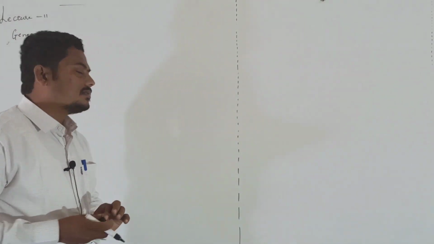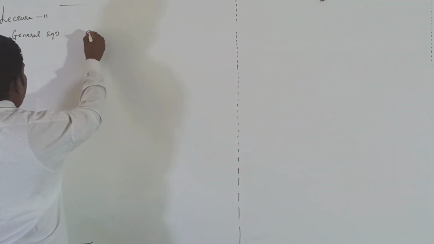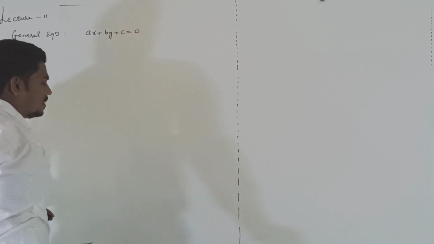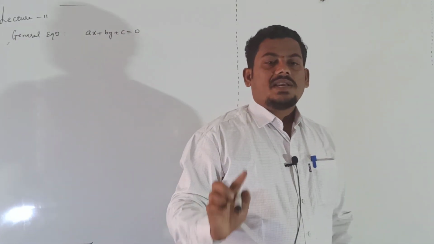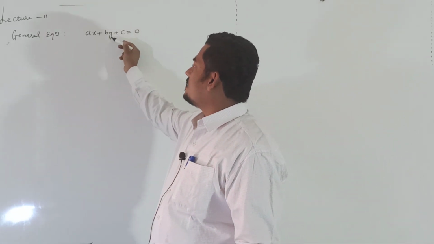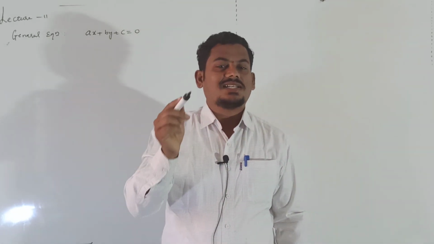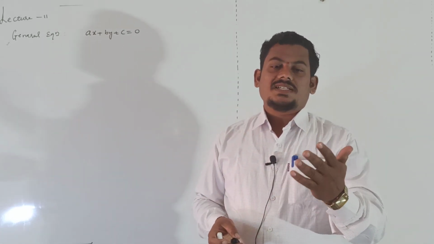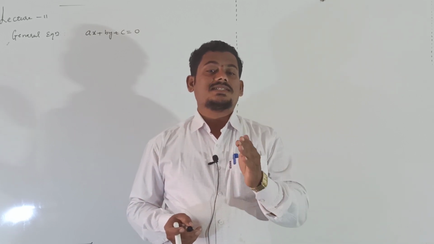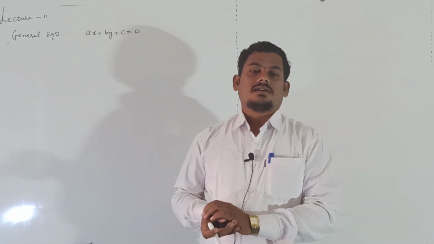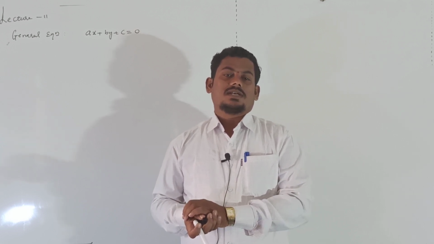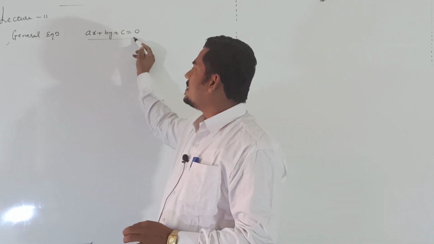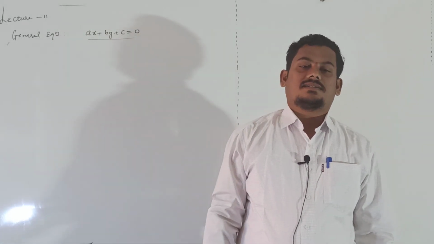The equation of the form ax plus by plus c equal to 0 is called the general equation of the straight line. Any linear equation in two variables represents a straight line, right? This is known as the general equation of the straight line.